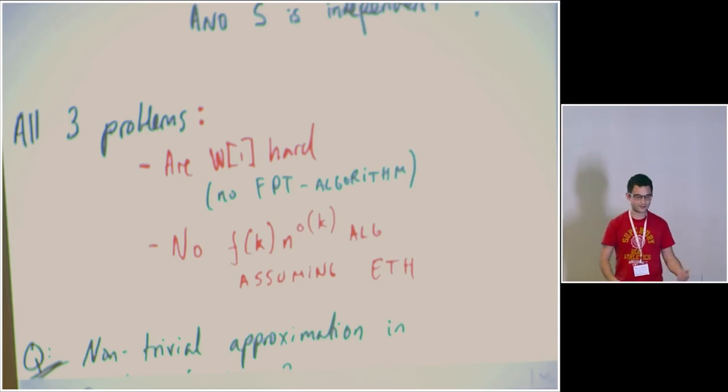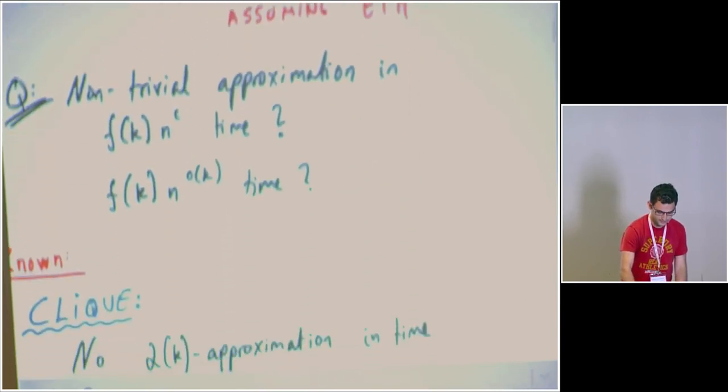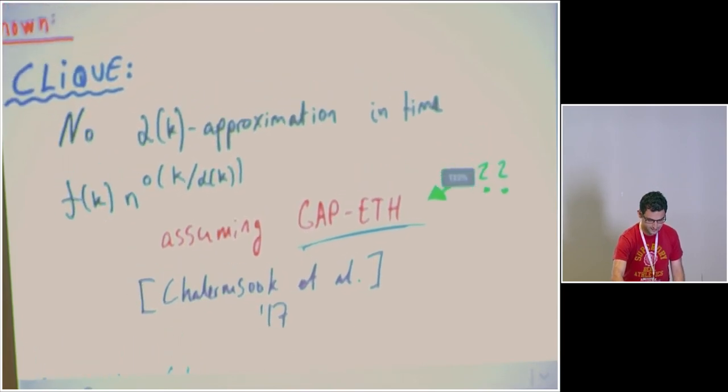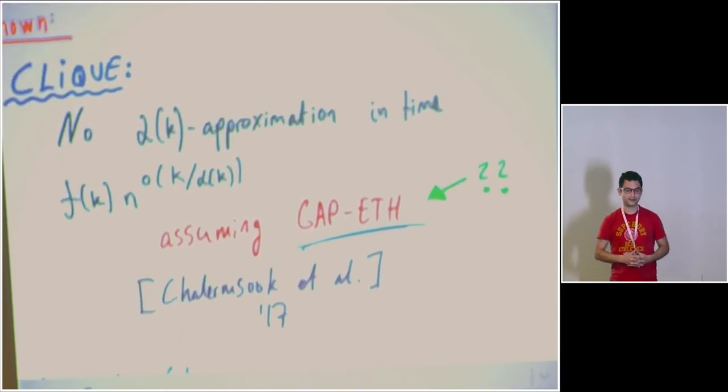So let me tell you what is known about these three problems, and then I'm going to tell you a little bit about consequences and some proofs. Okay. So for clique, it was shown just this year by Chalermsook et al.